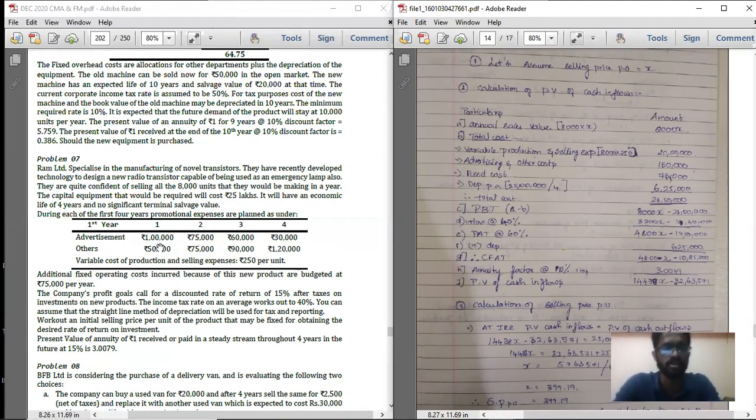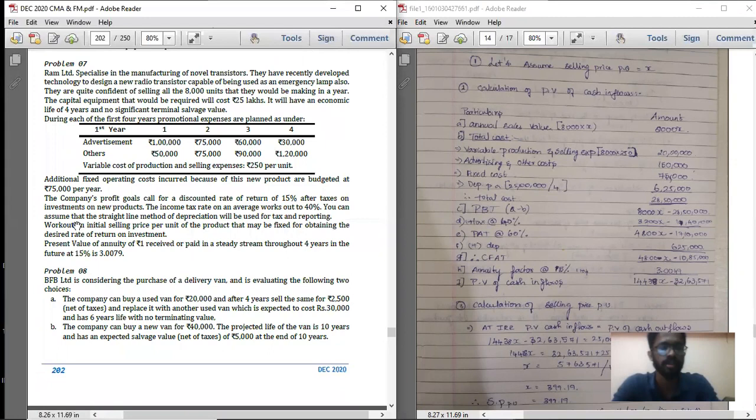Then other expenses also they have given. Additional fixed operating costs incurred because of this new product are budgeted at 75,000. Apart from all these costs, 75,000 per year is the additional fixed cost. Below that, the company's profit goals call for a discounted rate of return of 15% after tax on investment in new products. The income tax rate is 40%, whereas the discounted rate of return is 15%. That is cost of capital.